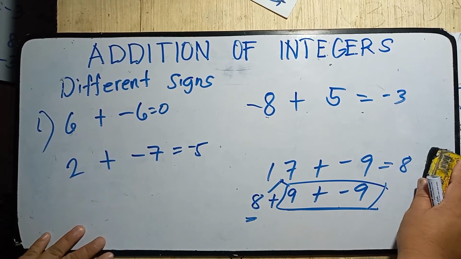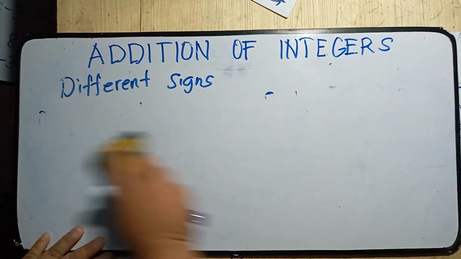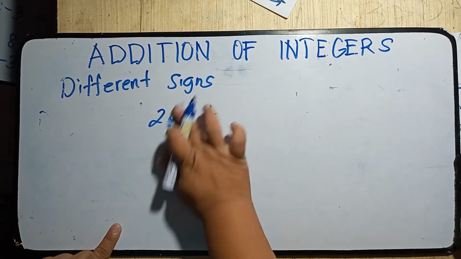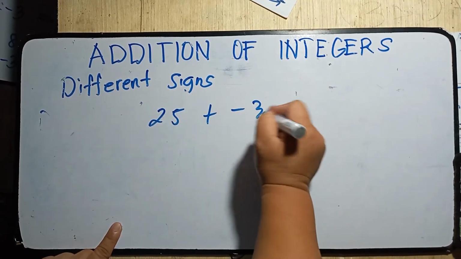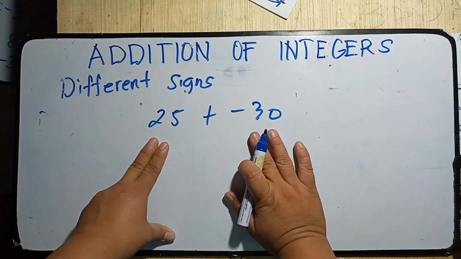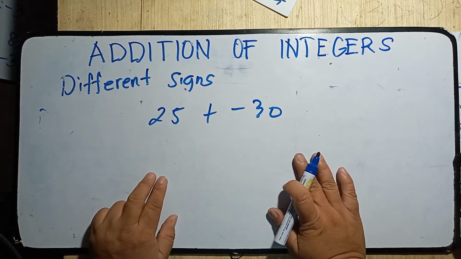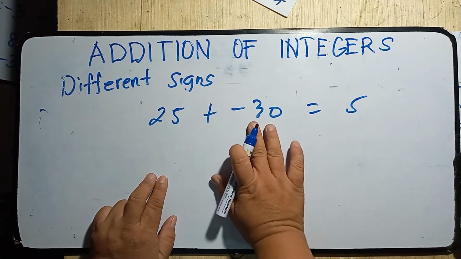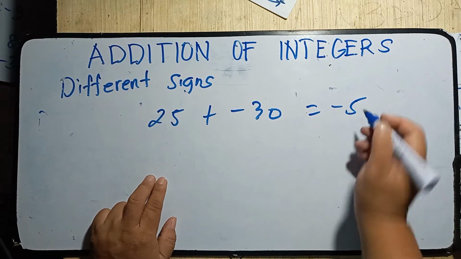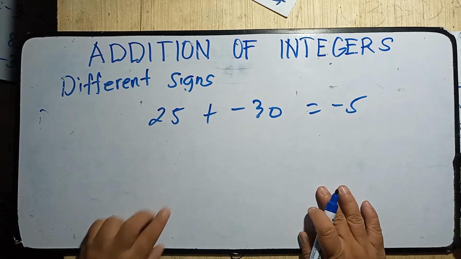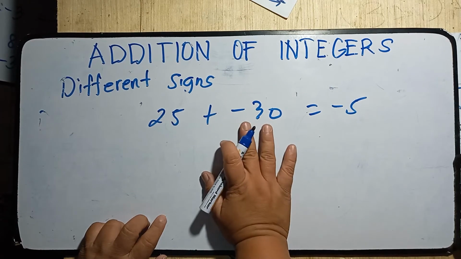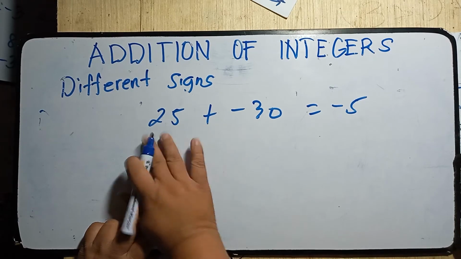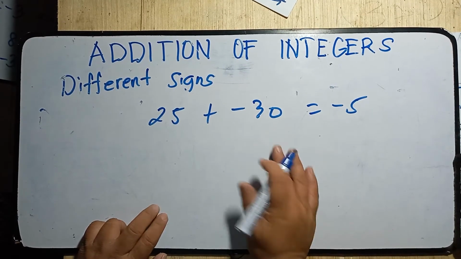Okay. Let us have another example. Say 25 plus negative 30. Okay. Different signs, subtract their absolute values. 30 minus 25 is 5. Greater absolute value is 30. The sign of 30 is negative. So that's it. It's like taking 25 from negative 30.